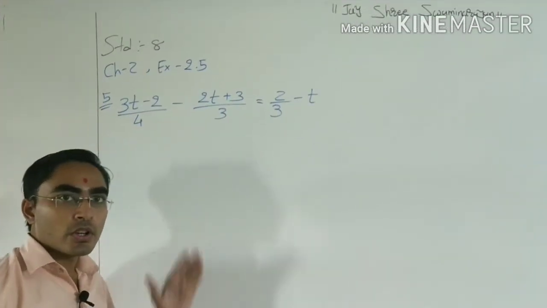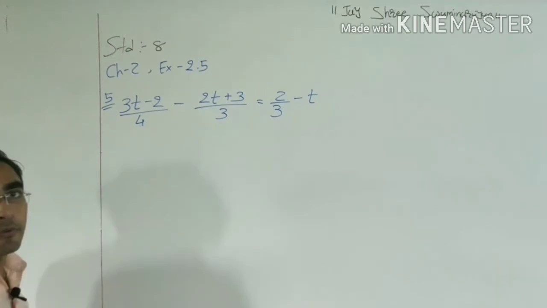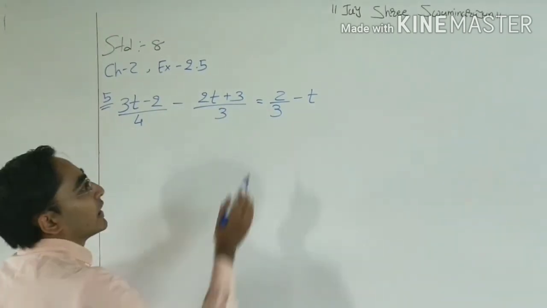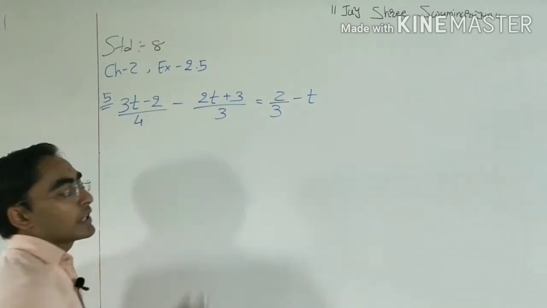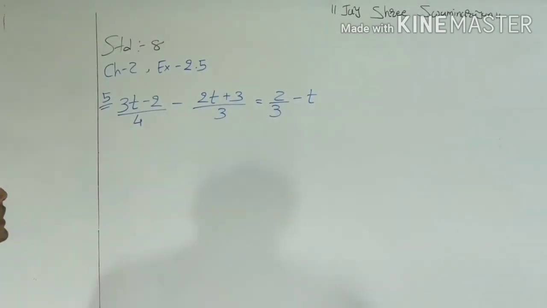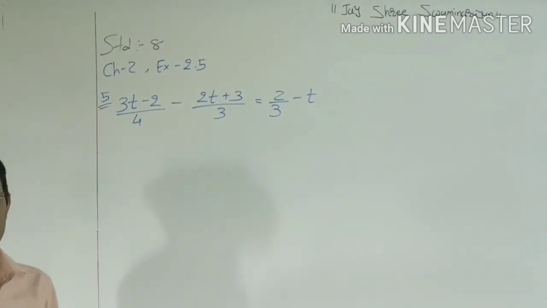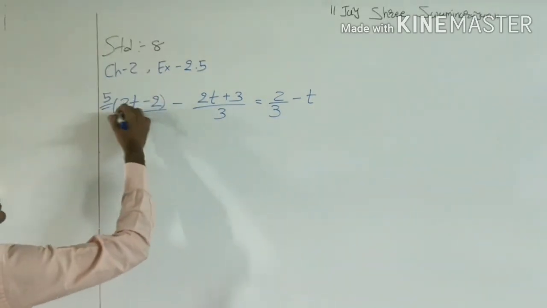Next, question number 5 is 3t minus 2 divided by 4 minus 2t plus 3 divided by 3 is equal to 2 by 3 minus t. Right now I am taking LCM on both the sides. First of all, we need to give a bracket here.